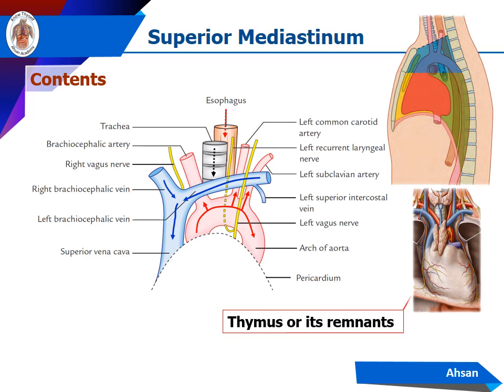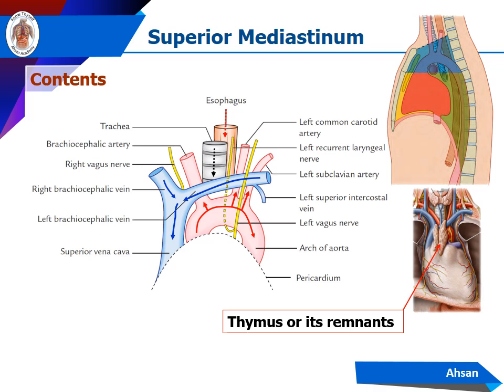Important nerves cross this area: the right vagus, the left vagus, and the left recurrent laryngeal nerve lie in between blood vessels. Some are in front of the blood vessels.